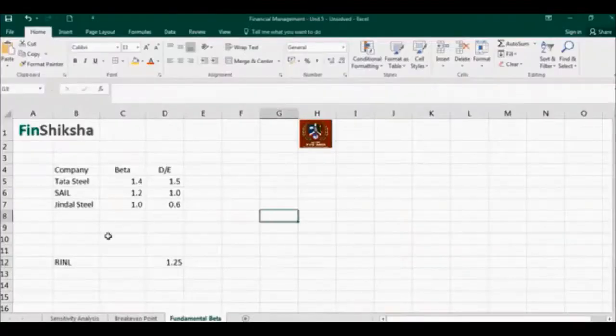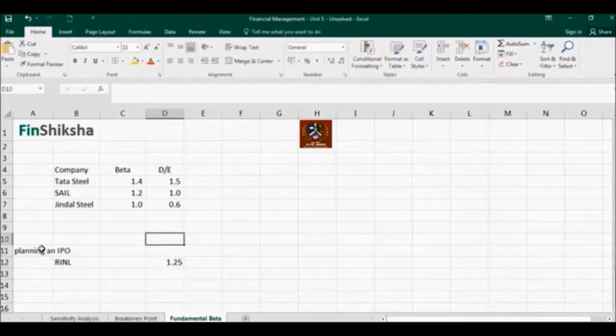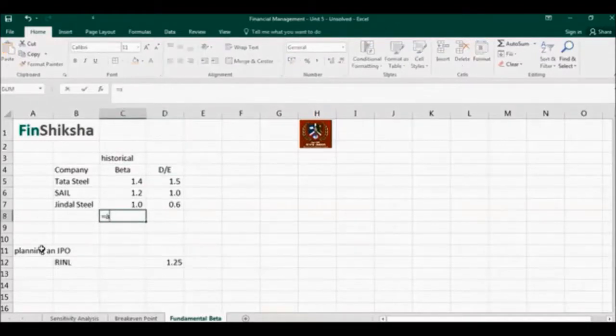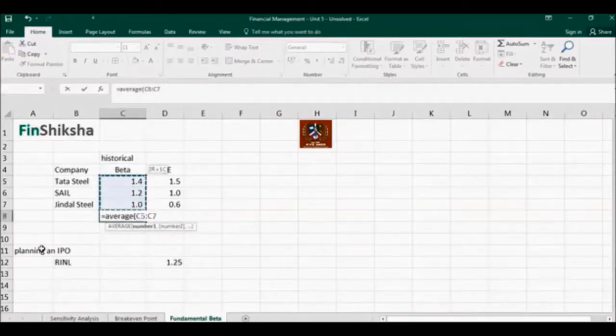Let's assume that we are trying to find out data for a company called RINL, Rashtriya Ispat Nigam Limited, that's planning an IPO, which is initial public offering of listing on the stock exchanges. There are 3 other steel companies that we have data for, and their respective betas have been calculated using the historical method. Their debt equities are also available, right? Now, one way is we just find out the average beta of these 3.